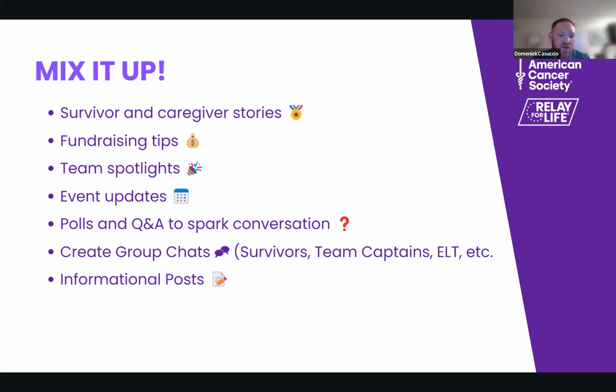I've seen polls around, we're thinking of these three themes, which one is your favorite? So there's lots of different options, and you can use this feature within groups that we do not have with pages.